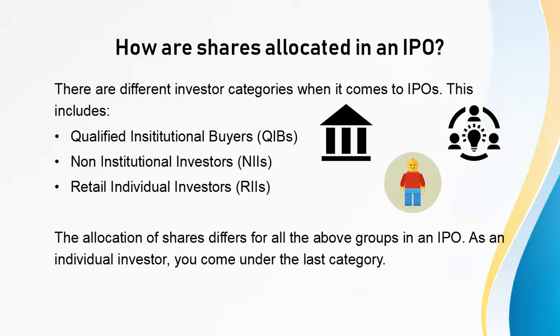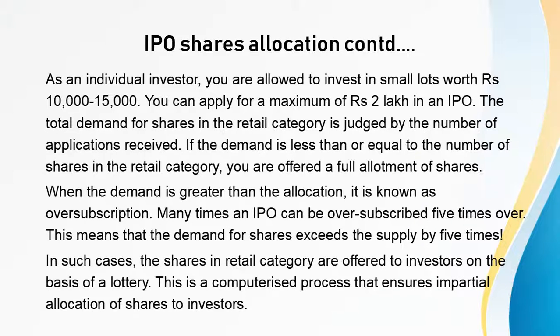Now let's look at how the shares are allocated in an IPO. There are different investor categories when it comes to IPOs. This includes qualified institutional buyers, non institutional investors, and retail individual investors. The allocation of shares differs for all of the above groups in an IPO. As an individual investor, you come under the last category, which is retail individual investors. You are allowed to invest in small lots worth rupees 10,000 to 15,000. You can apply for a maximum of rupees 2 lakh in an IPO.